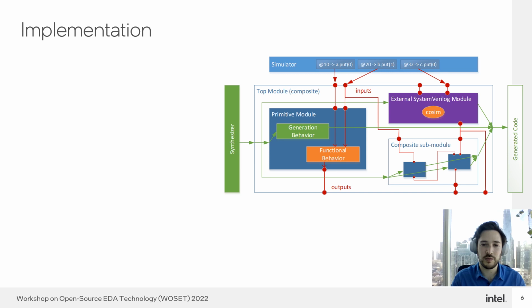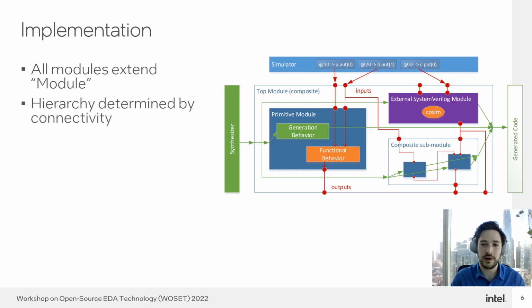Let's quickly cover a little more detail about the implementation. All modules in ROHD are classes, which extend the module base class from the ROHD library. The hardware hierarchy is determined by connectivity between module inputs and outputs. There's no software reflection, and signal names are explicitly defined strings. This means that you can use any software mechanisms, design patterns, collections, etc. to generate the hardware, since the structure of your code has no impact on the hardware model.